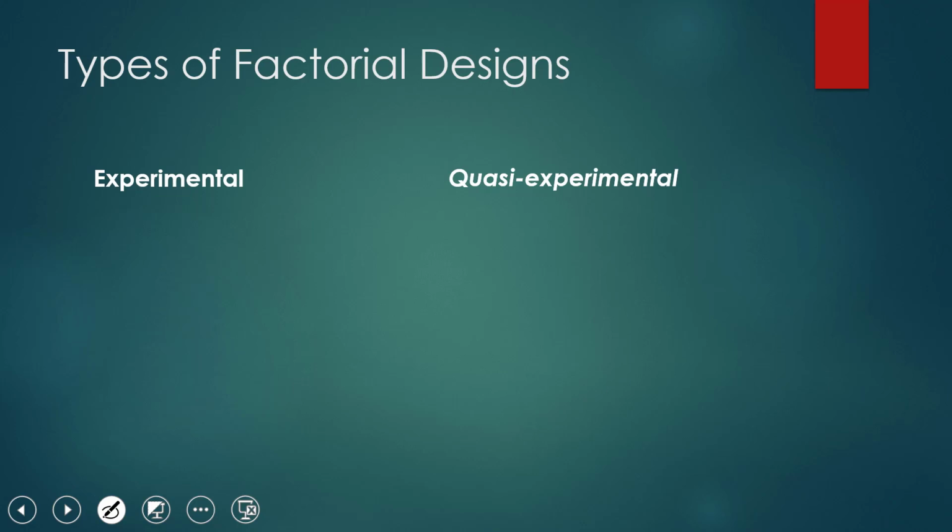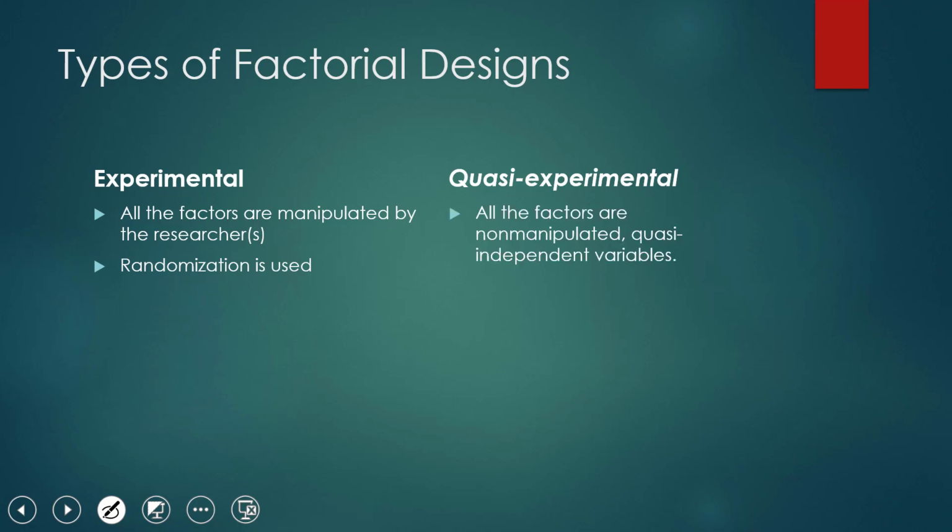So now let's touch on this idea again of experimental versus quasi-experimental. In an experimental study, remember, all the factors are manipulated by the researchers, and randomization is used. Those are our key features, right? In a quasi-experimental study, you're going to have different levels of an independent variable or different levels of a factor, but the factors are not manipulated, and so they are quasi-experimental variables.